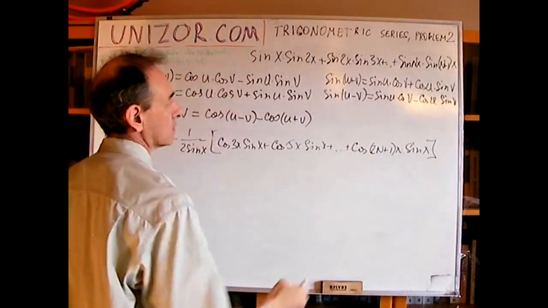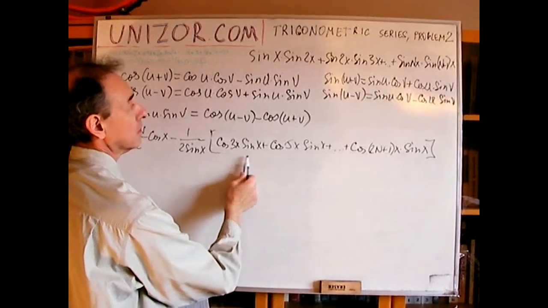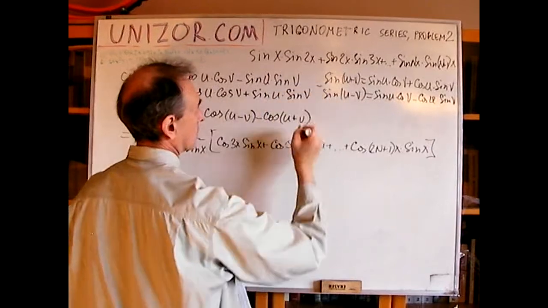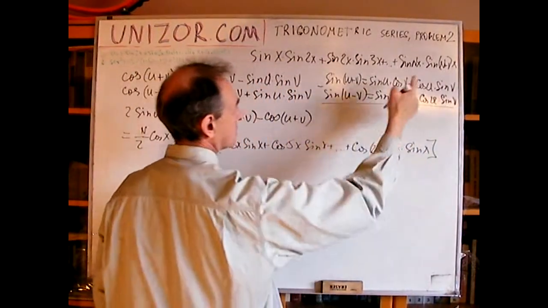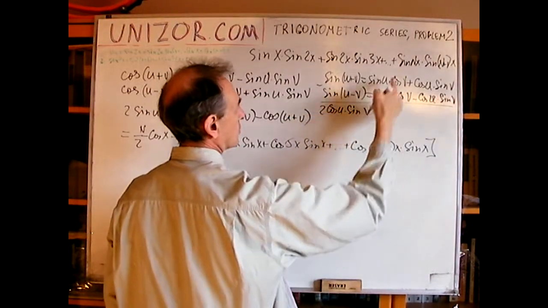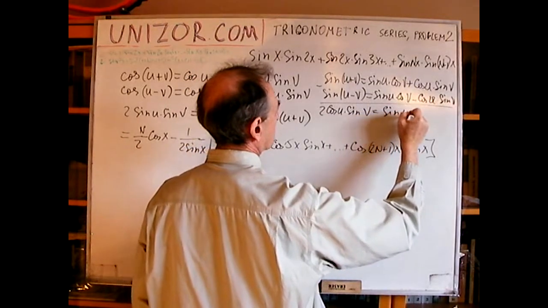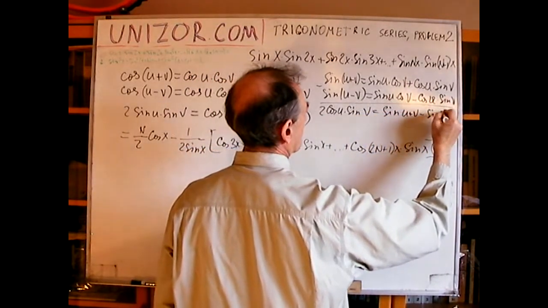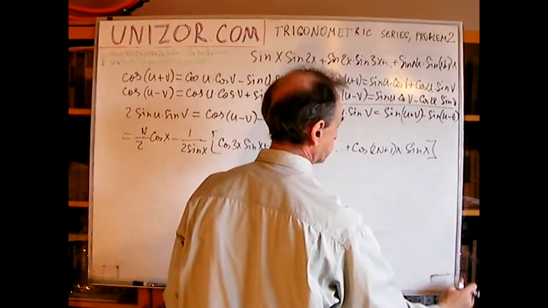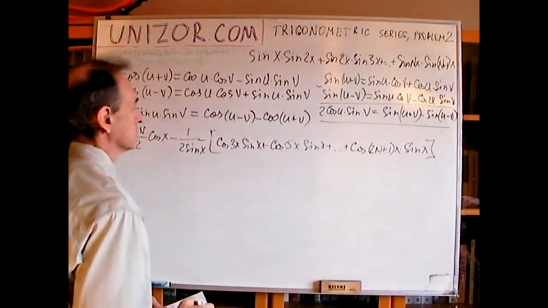So how can I get cosine u and sine v, which we need here? I have to subtract like this. So what I will have is 2 cosine u sine v, because this will be reduced and this will be doubled, equals sine of u plus v minus sine of u minus v. Right? So that's the formula which I will use.